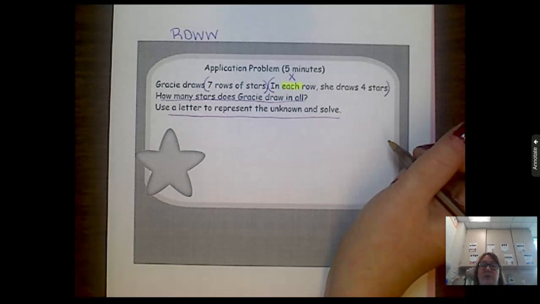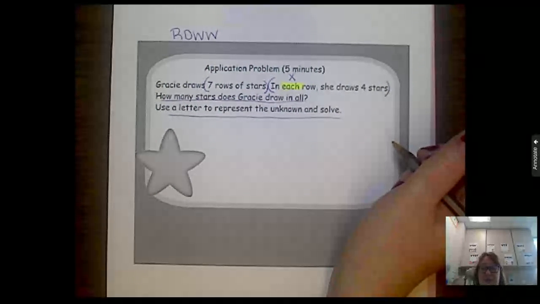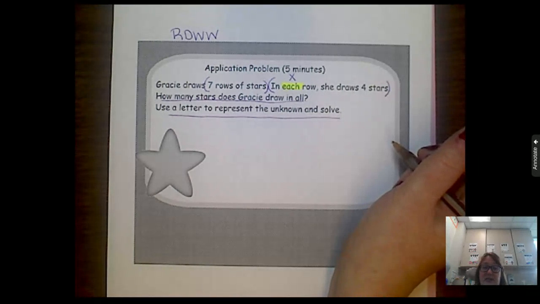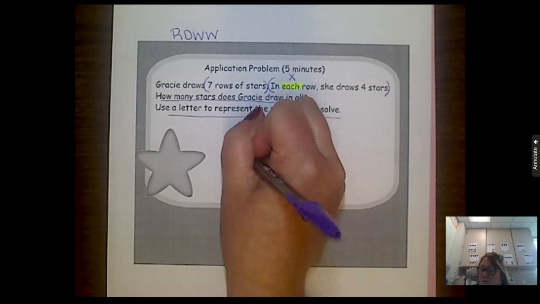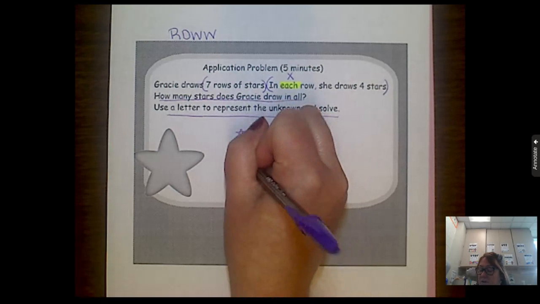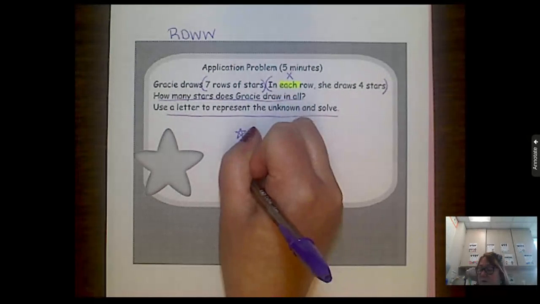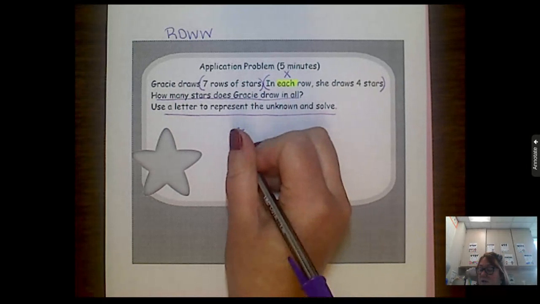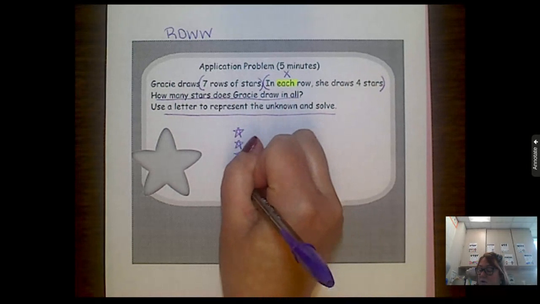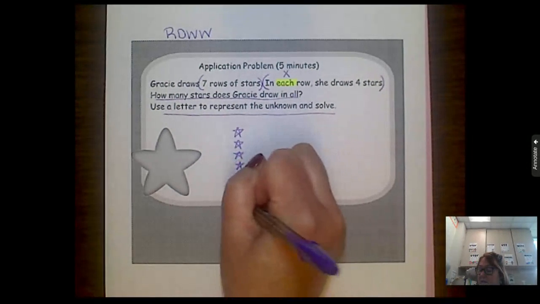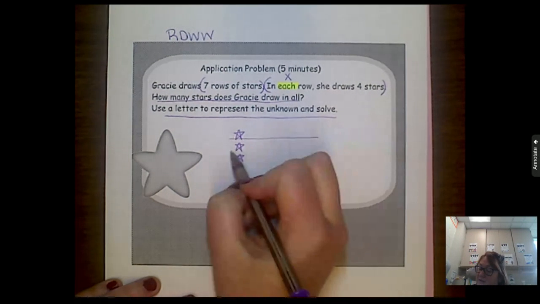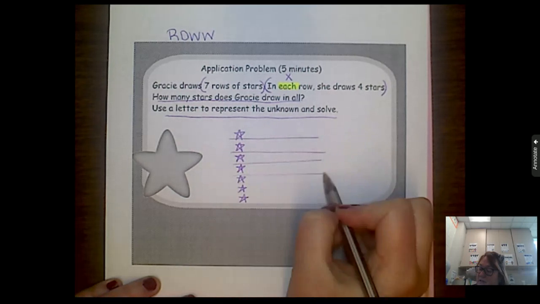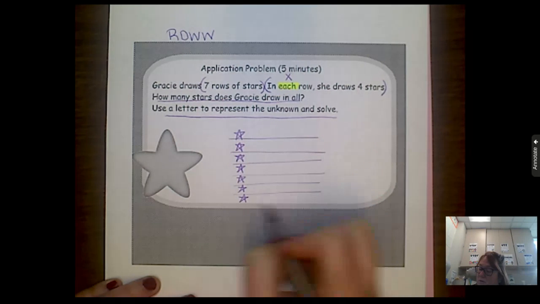Okay, so she draws 7 rows of stars. So rows, I'm going to draw an array, right? Because that's what it sounds like she's making. So 7 rows of stars. I'm going to put the first one in each row. You don't have to draw stars if you're not good at it, or if it's just quicker and easier to draw circles, that's fine. 1, 2, 3, 4, 5, 6, 7. There's my 7 rows. Remember, rows, we haven't done this in a little bit. They go this way, right? So I just stuck the first one in each row.